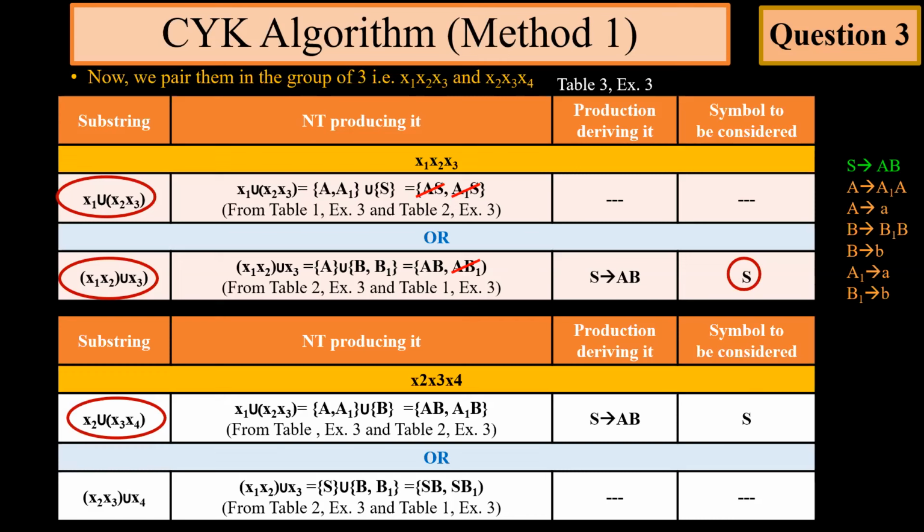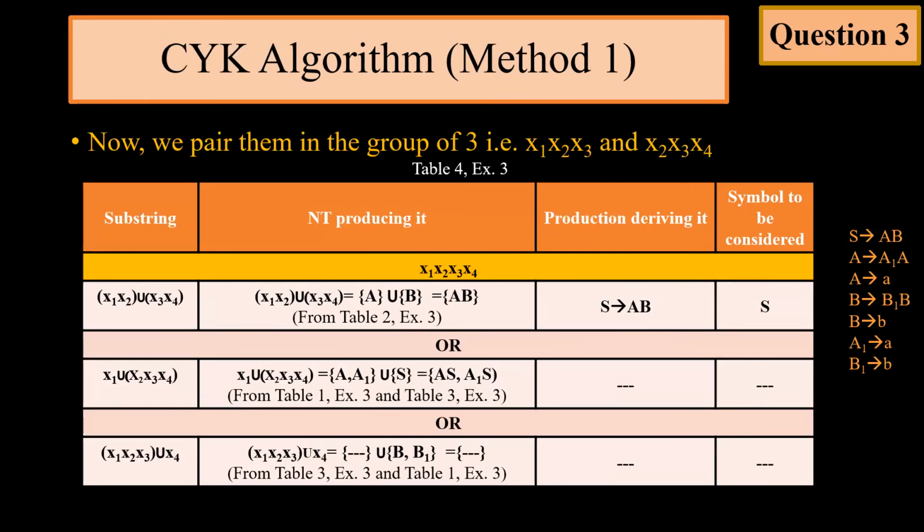We move to x2, x3, x4. In this we have two cases. One is x2 in union with x3, x4. Another is x2, x3 in union with x4. Among the first option we get S tends to AB and the symbol to be considered is capital S. Among the second we don't get any output which is derivable. So we have that.